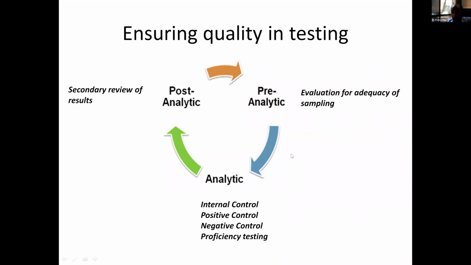For the post-analytical period, again, you can have a tiered kind of reporting where you have a primary reviewer and a secondary reviewer who looks at the results. And the aim of this is just to prevent some of the transcription errors, so that if the primary reviewer made an error in terms of the data entry, this can be picked up by the secondary reviewer and rectified in the fastest way possible before it impacts on patient management.